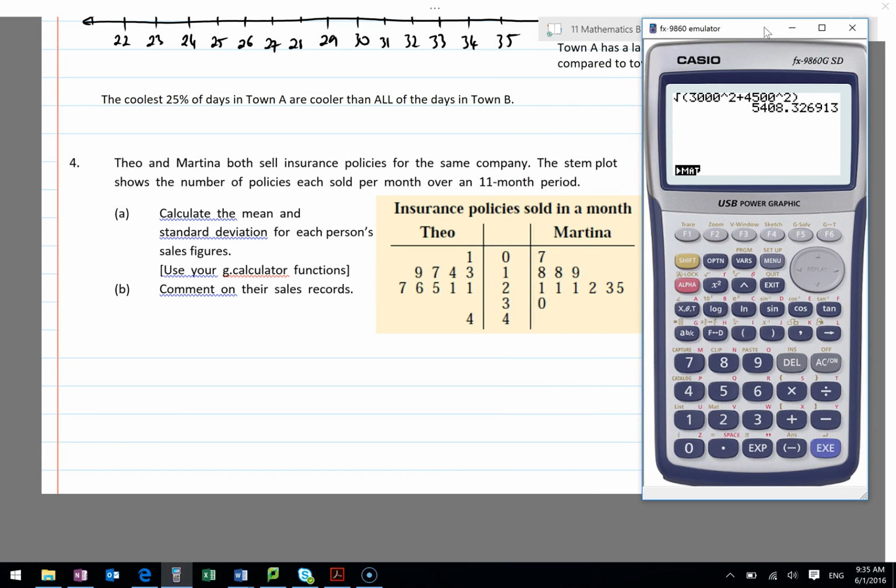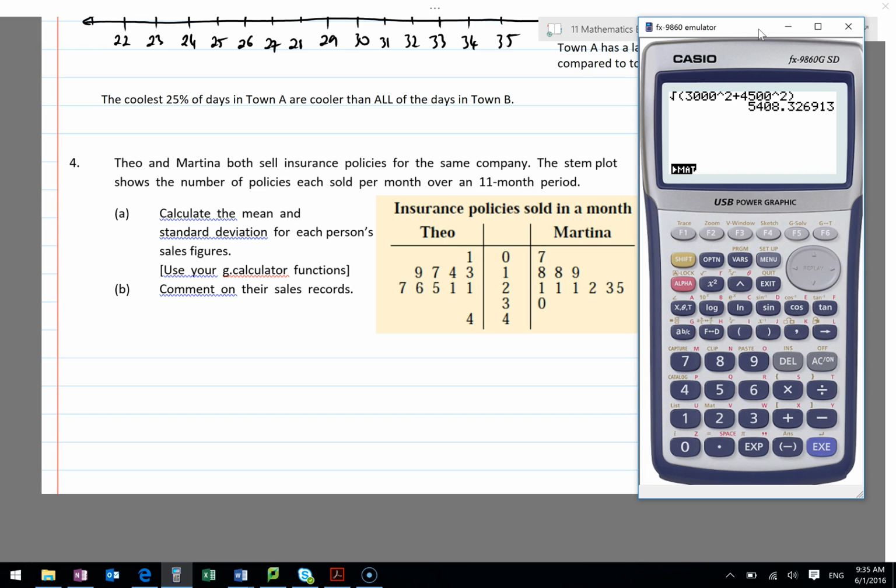Question 4 is predominantly a graphics calculator question. So given 2 bits of information about insurance policies. It says Theo and Martin both sell insurance for the same company, shows their performance over 11 months, calculate mean and standard deviation for each. So I'll go into start mode, hopefully it's empty, yep, and I'll type in this data. So this 0, 1 means 1, 1, 3, 13. I'll just enter in all this data.